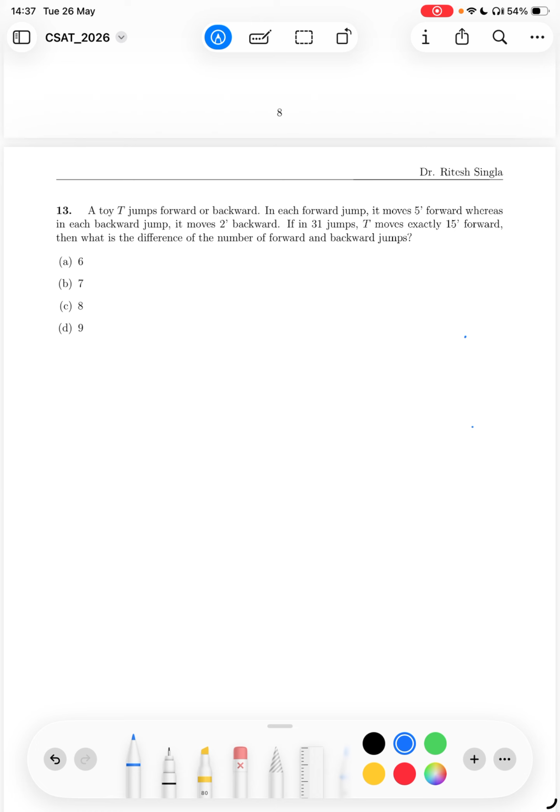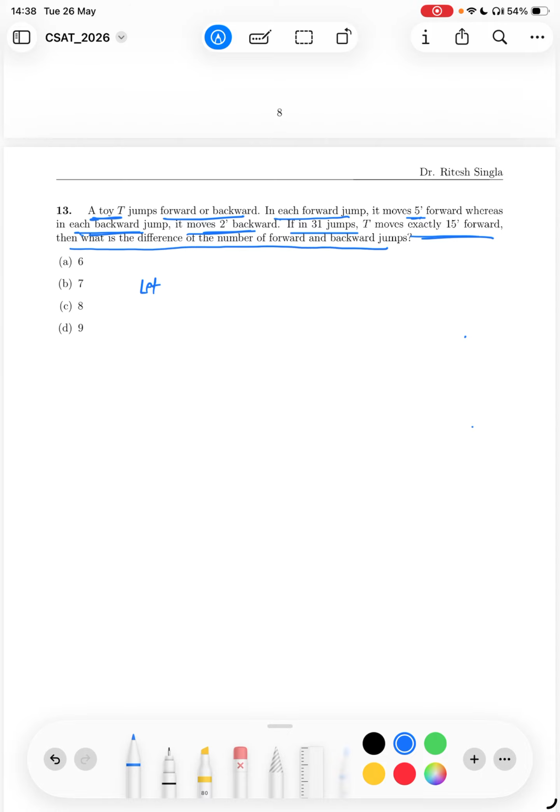So what it says is there is a toy T which jumps forward or backward. In each forward jump, it moves 5 feet forward, and in each backward jump, it moves 2 feet backward. In total, he takes 31 jumps and exactly moves 15 feet forward. What is the difference of the number of forward and the backward jumps?